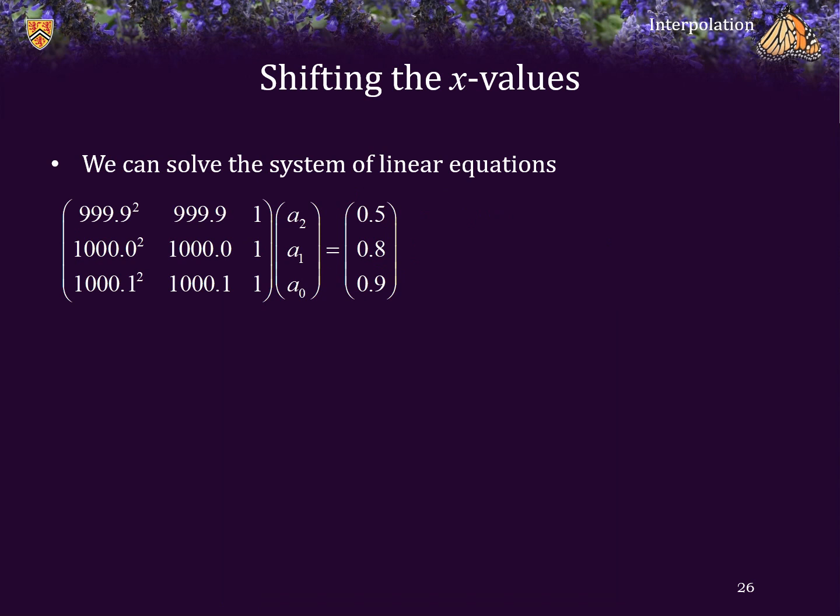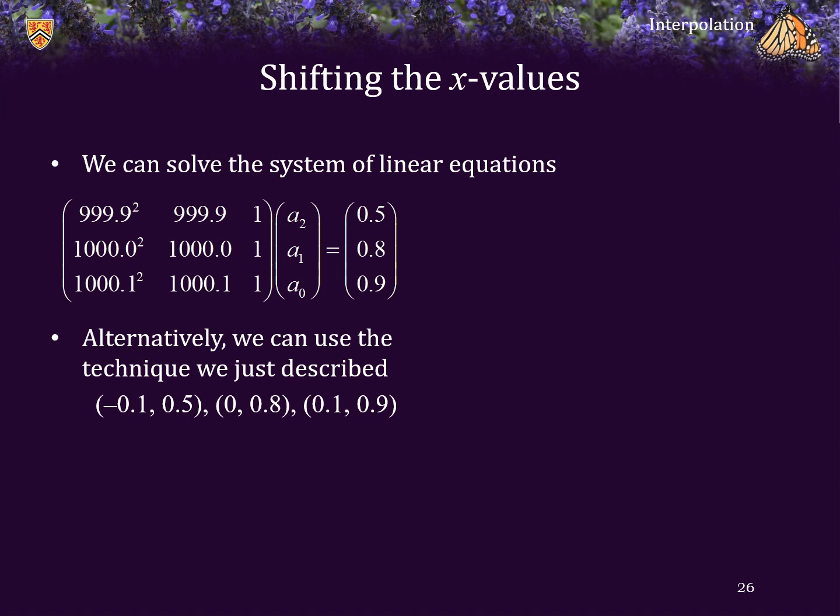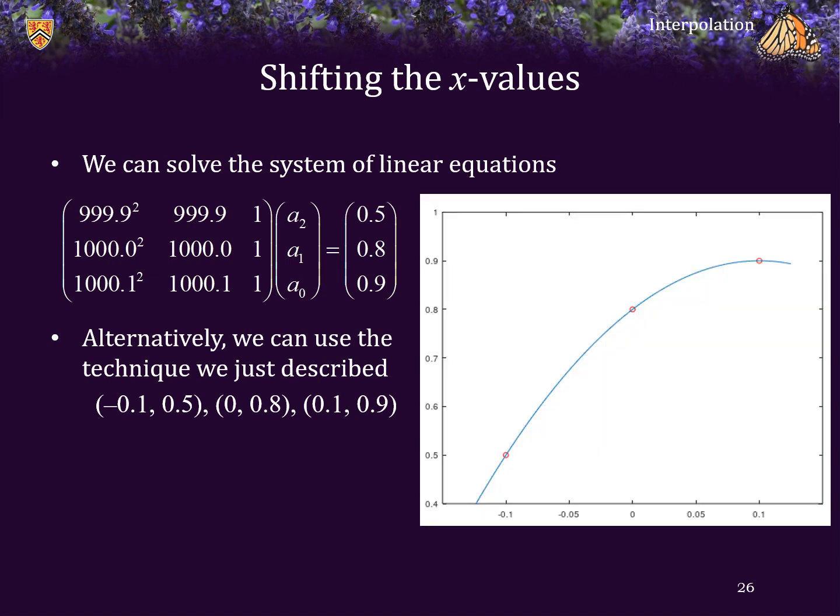Thus, we can solve the system of linear equations given by this matrix, or we can use the technique we just described, finding the interpolating quadratic that passes through these three shifted values, shifted only in the x value, and find the interpolating quadratic that passes through those 3 points, and then evaluating this interpolating quadratic not at 1000.04, but rather at 0.04.